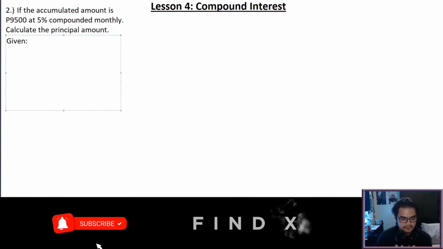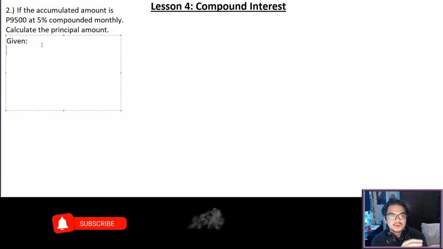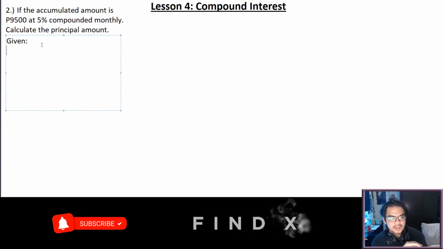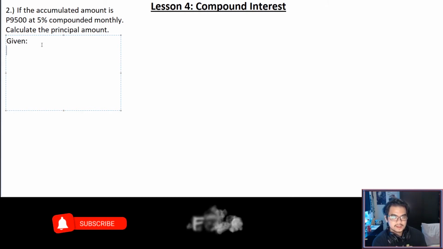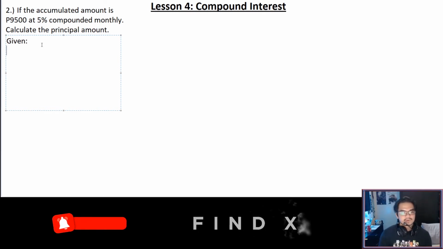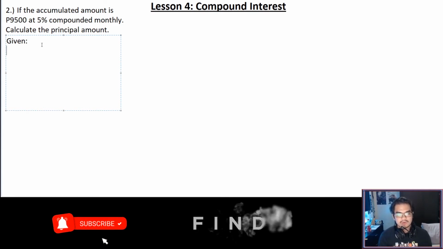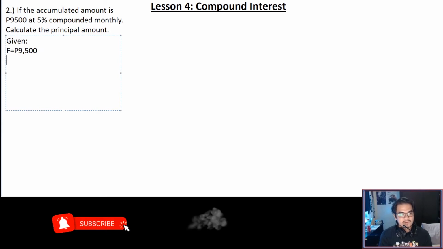Okay, now let's move on to the next problem. If the accumulated amount is 9,500 at 5% compounded monthly, calculate the principal amount. So now what we need to solve is for the principal amount or the present worth. So let's put down all the givens first. We have 9,500, which is the accumulated amount. Again, from the word accumulated, that must be a future worth.